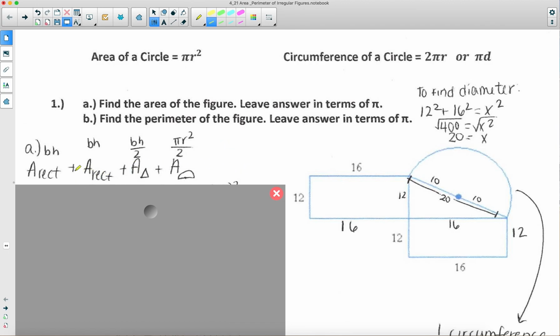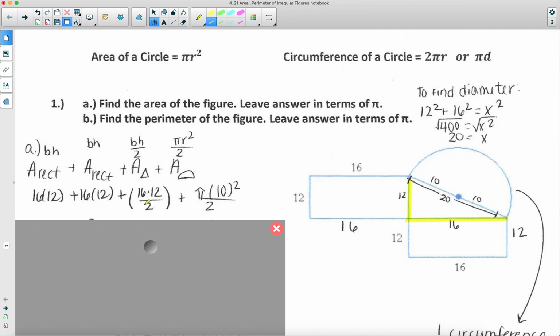And then for area of the rectangle, I said, all right, well, if I know that this is 16, this is the base, and then this is the height, so I have 16 and 12 for area of a rectangle. This rectangle down here is also 16 by 12. And that actually helped me find the area of the triangle, because if this side was 16, well, then this base of the triangle is 16, and if this side of the rectangle is 12, well, then the height of this triangle is 12. Okay, so that's how I got the first three with all those substitutions.